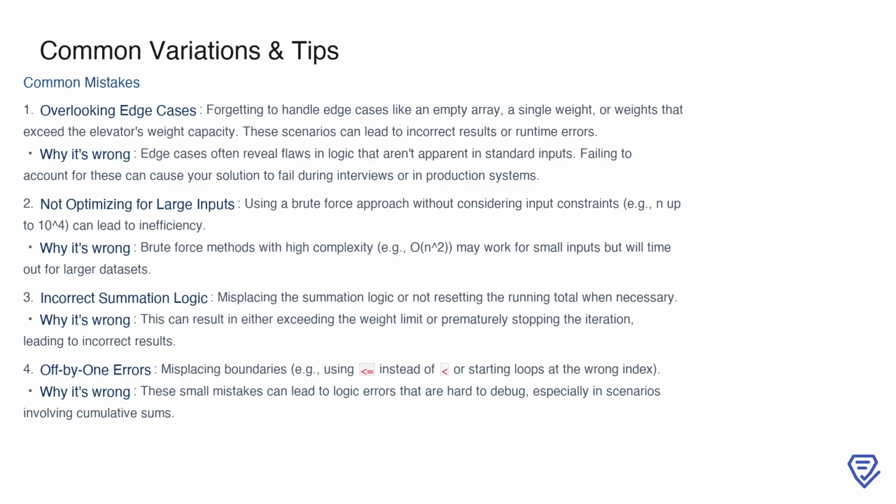Another issue is incorrect summation logic. If you don't reset the running total at the right time or misplace the logic, you might exceed the weight limit or stop processing prematurely. Finally, off-by-one errors, such as using the wrong comparison operator or starting a loop at the wrong index, can lead to subtle bugs that are tough to debug, particularly in scenarios involving cumulative sums.